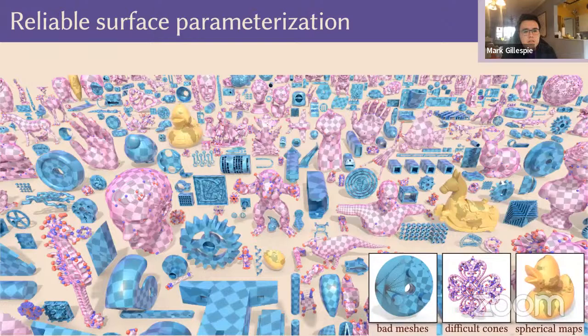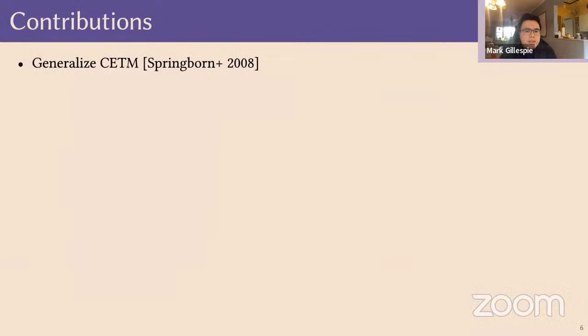Our work builds on the recent discrete uniformization theorem, which essentially states that any triangle mesh with any choice of cones can be parameterized by a discrete conformal map. But even once you know this theorem, there's still quite a lot of work required to apply it to meshes in practice. Getting into some specifics, our algorithm is a generalization of the classic CETM algorithm for parameterization.